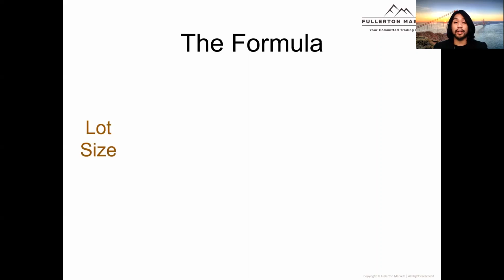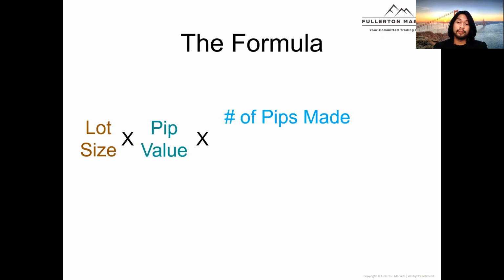So here's a formula that I will be sharing with you guys. It is lot size multiplied by pip value multiplied by the number of pips made, and this will lead you to your profit. All right. So the lot size is how much of a currency pair that we want to trade. And then the pip value is the pip value of that currency pair. We multiply it by the number of pips we made, and that would tell you how much you have profited.